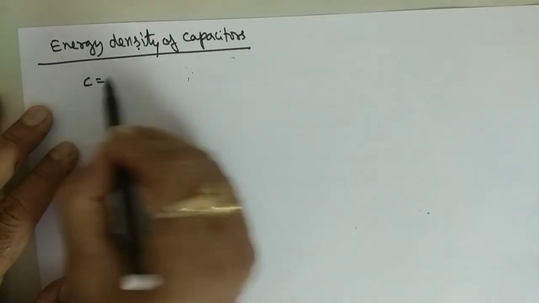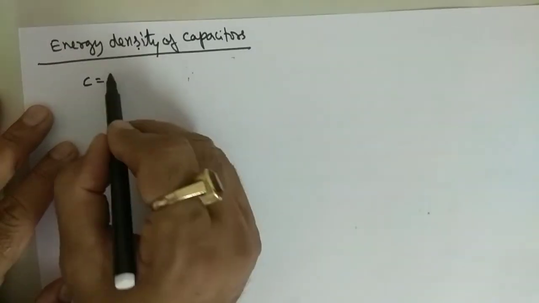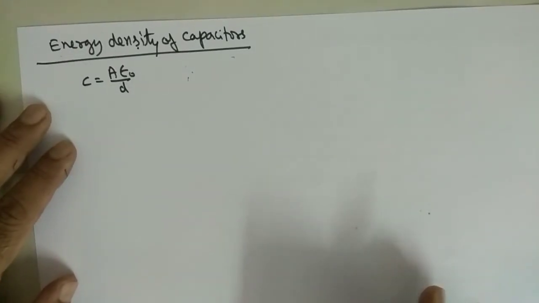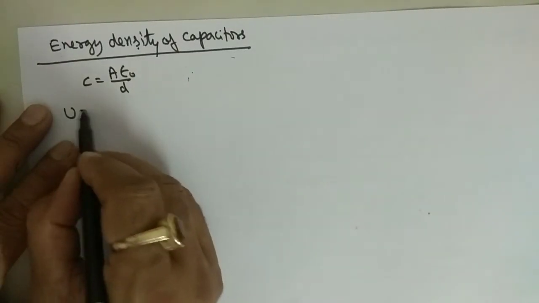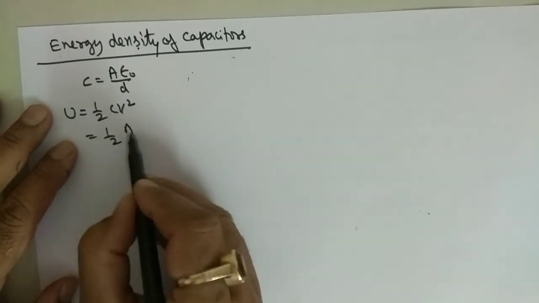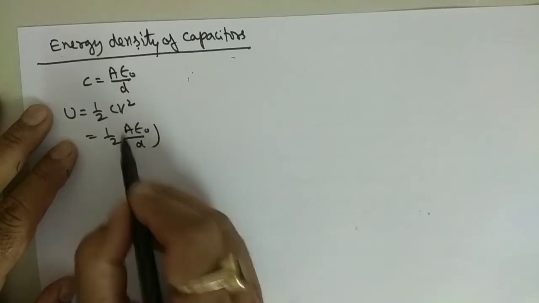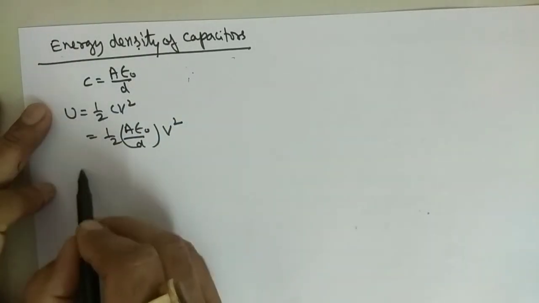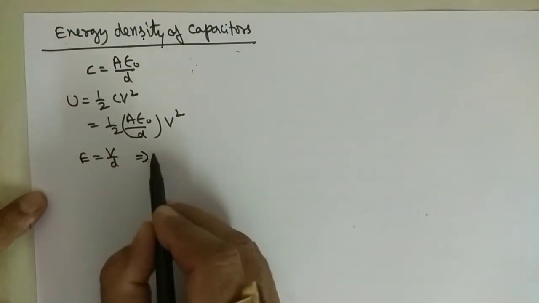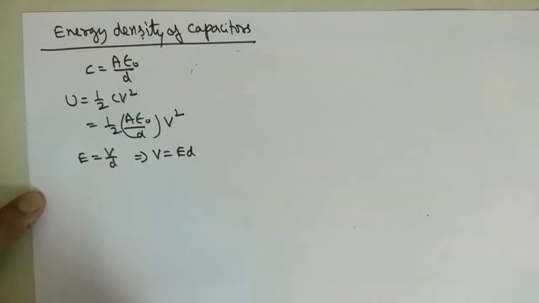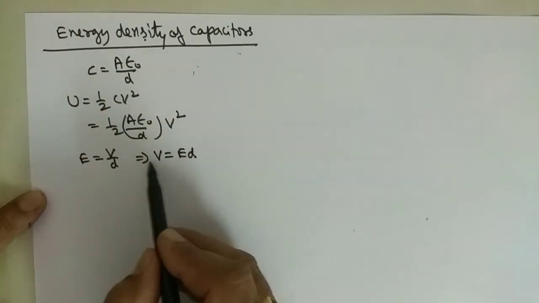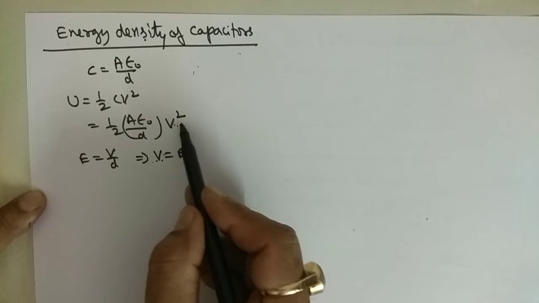Now how can we find the formula, especially for this? We know the formula of the capacitance. It is C is equal to A epsilon naught upon D. I think we know very well this formula. So using the potential energy formula, half CV square, put here C is equal to A epsilon naught upon D, V square. Since we know E is equal to V upon D, from here we can write V is equal to E into D. Is it clear? No confusion should be here.